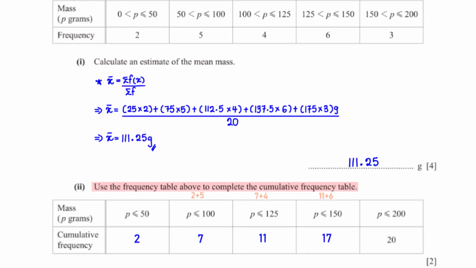Use the frequency table above to complete the cumulative frequency table. For P less than or equal to 50, the cumulative frequency is 2. For P less than or equal to 100, the cumulative frequency is 2 plus 5, which is 7. For P less than or equal to 125, the cumulative frequency is 7 plus 4, which is 11. For P less than or equal to 150, the cumulative frequency is 11 plus 6, which is 17.